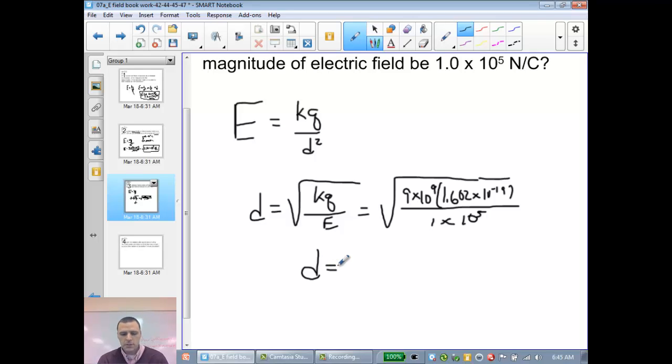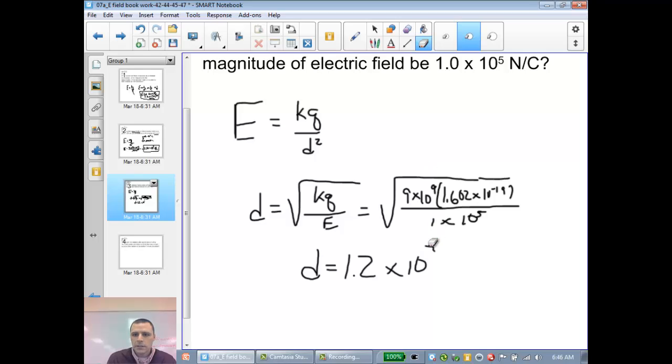Let me do this out. I get a value of 1.2 times 10 to the negative 7 meters.